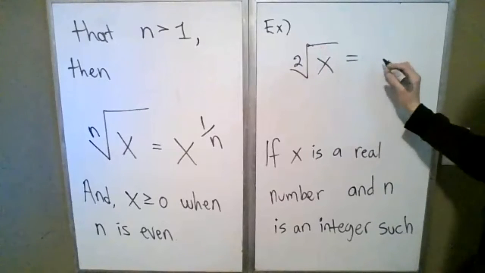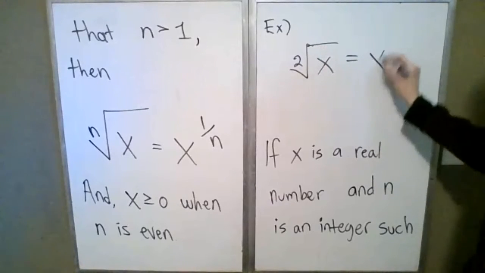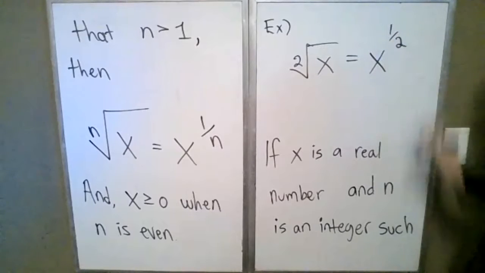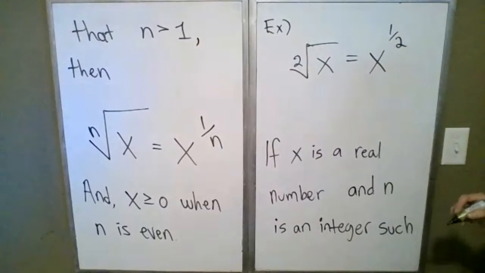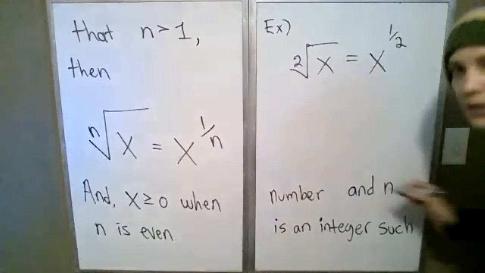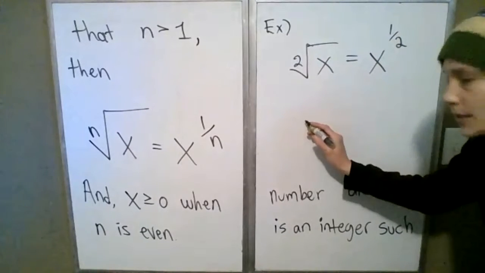Square root of x is x with a power of 1/2. Cube root of x would be x to the 1/3.